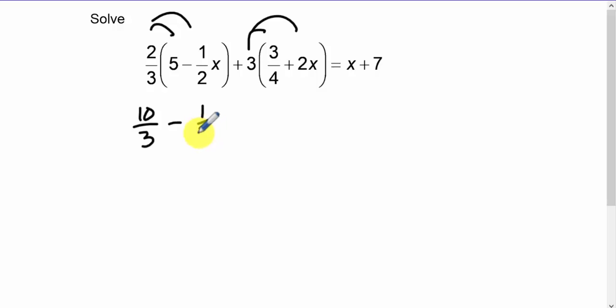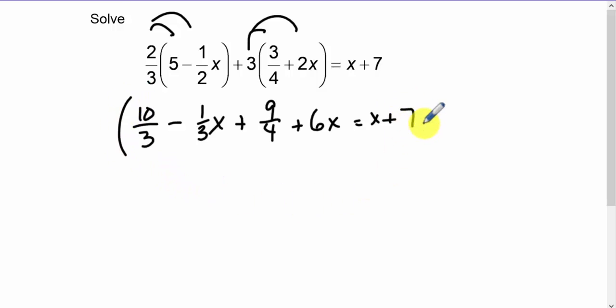So we've got a third x here because the 2's reduce, 9/4 here, 6x here, and equals x plus 7. So now what I would do is I would get rid of my fractions. And what I do is I look at every single denominator in the entire problem and then multiply by the common denominator of the whole problem, which in this case is 12. It's a little bit similar to what we did in our complex fractions.